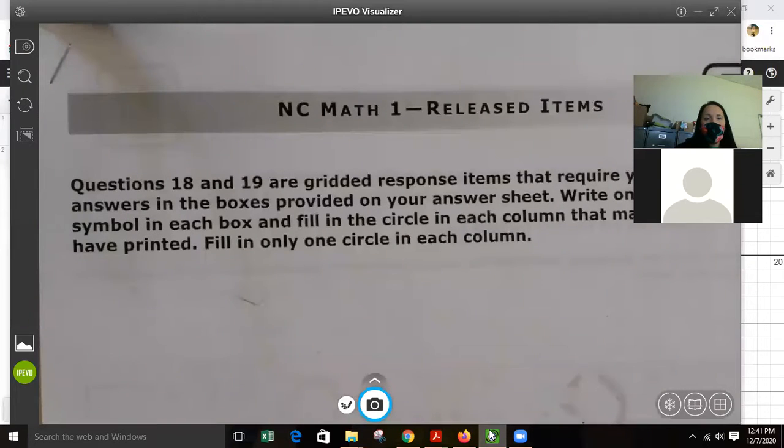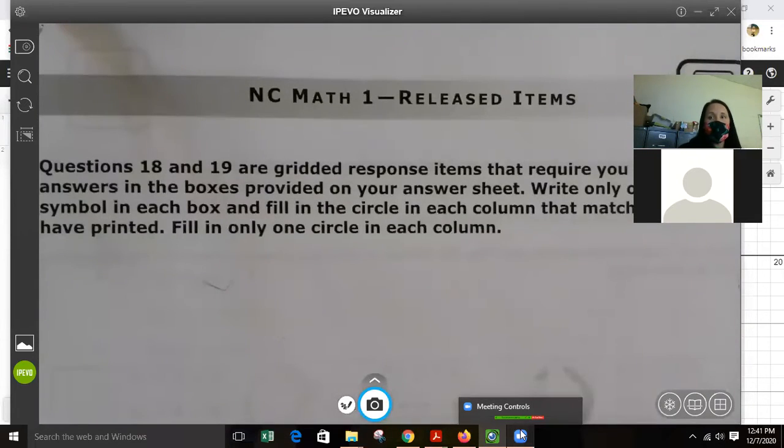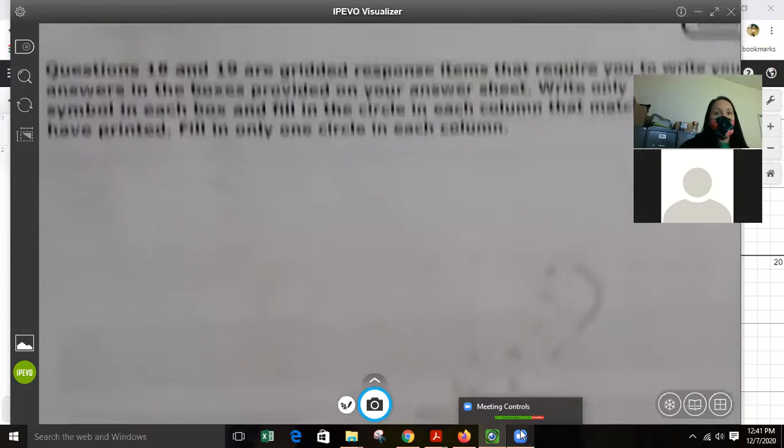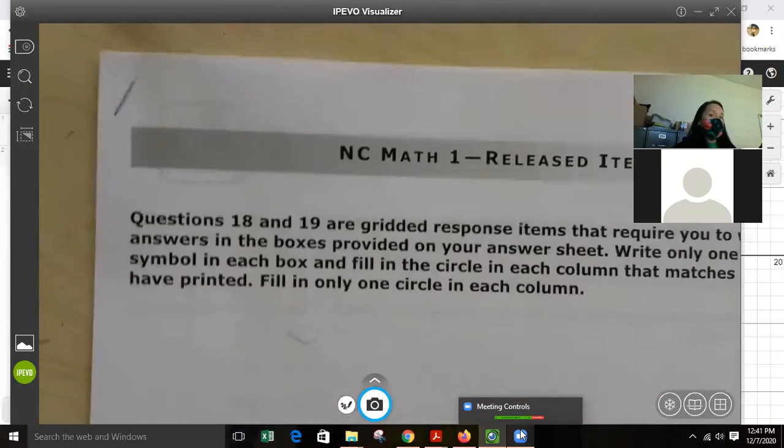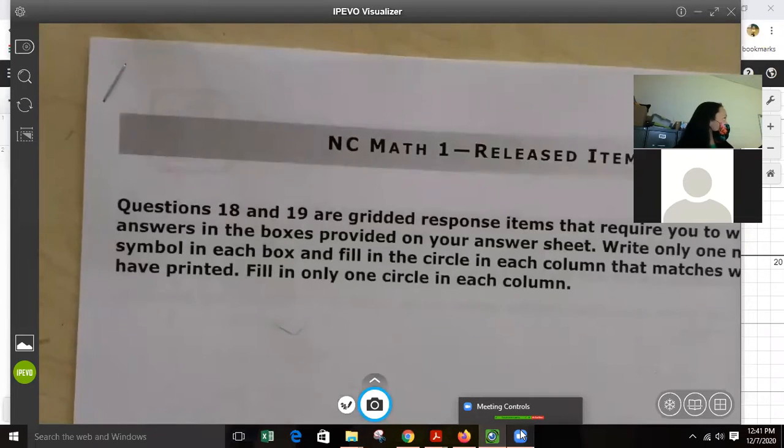Can you guys see the release questions, remote only people? Can you see that if I switch back and forth, or no? We can see it. It says NC Math 1 released items. Yeah, okay, perfect. I didn't know if it would do that or not. So this is the one that we're looking at in here.